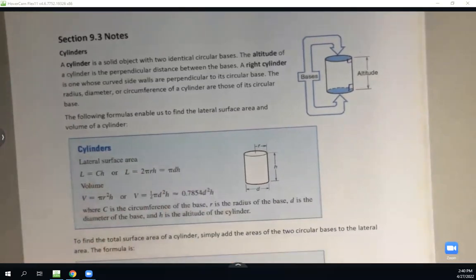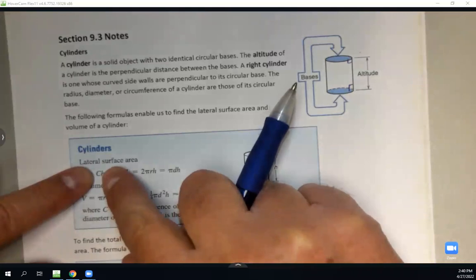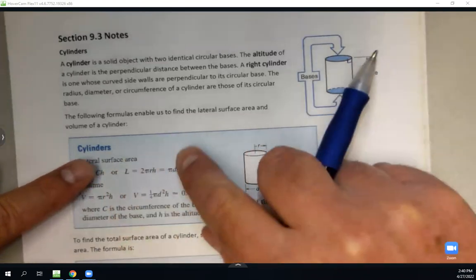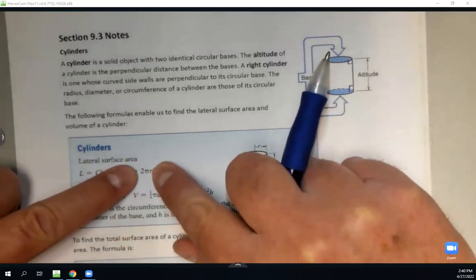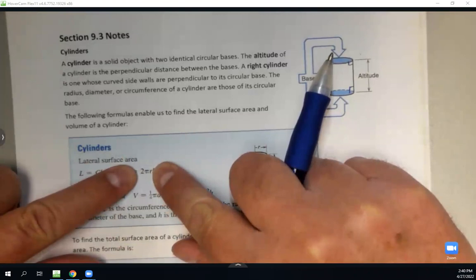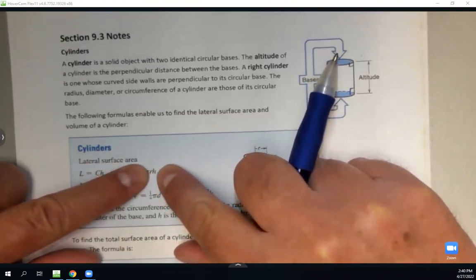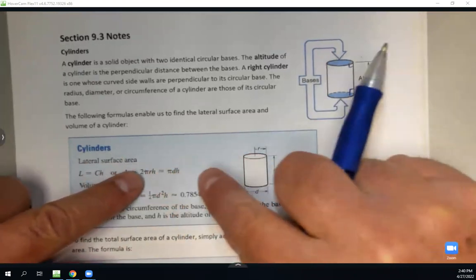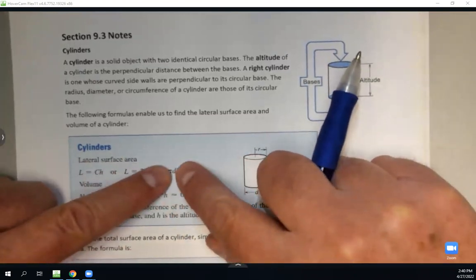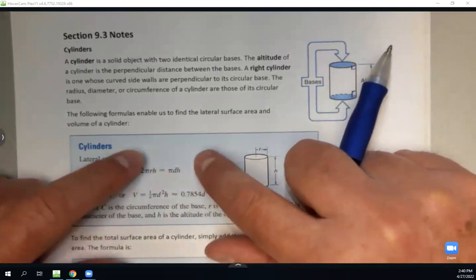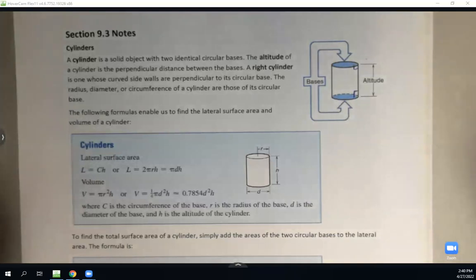How are you going to find the lateral surface area? You find the circumference of the circle and then take it times the height of the cylinder. Or if you know the radius of the circle, then you could take 2 times pi times the radius and then take that times the height of the cylinder. Or if you know the diameter of the circle, you can take the diameter times pi and then multiply that by the height of the cylinder.